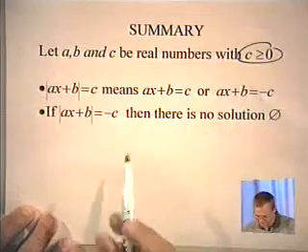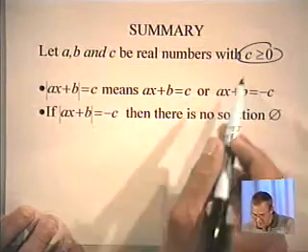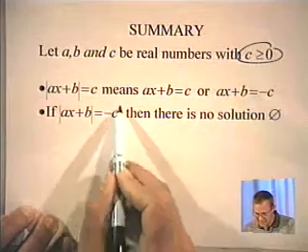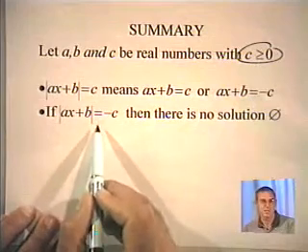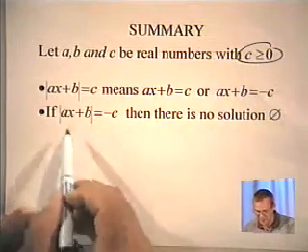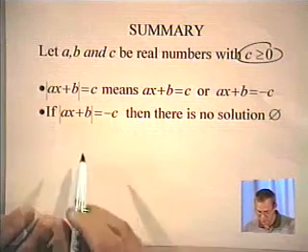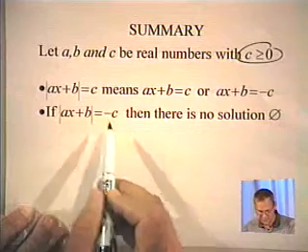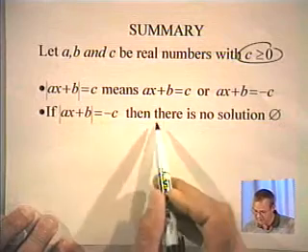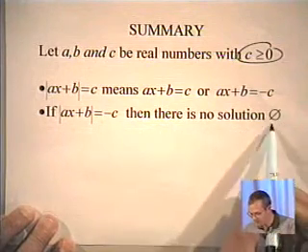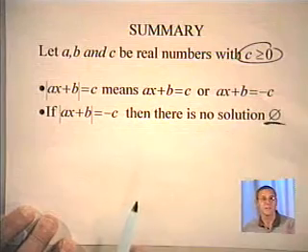Well, the other case, if c is negative, that means the absolute value would equal a negative number, which again makes no sense since we're talking about absolute value, which always has to be positive. So if we encounter this case where the absolute value of some number is equal to a negative value, well, then there is no solution. And traditionally, we'll just write the empty set sign.